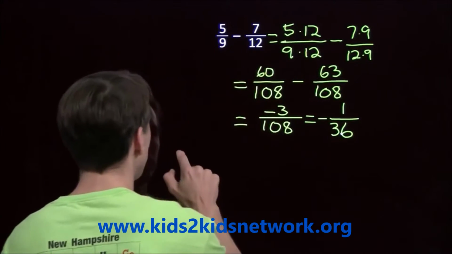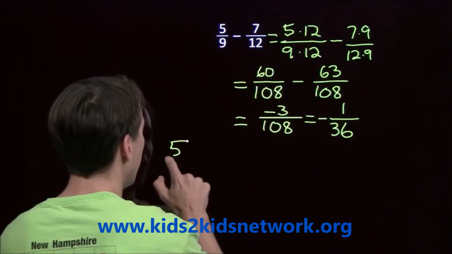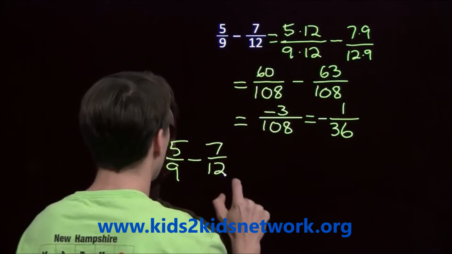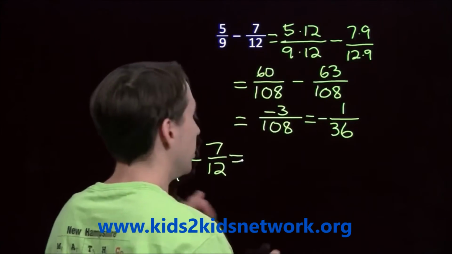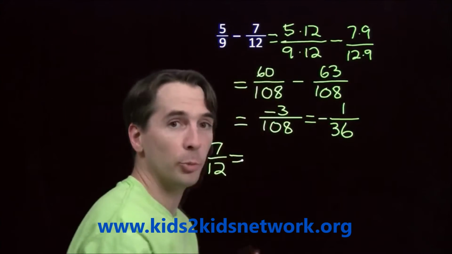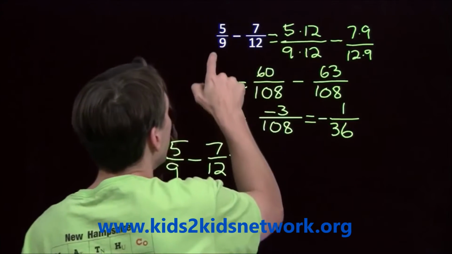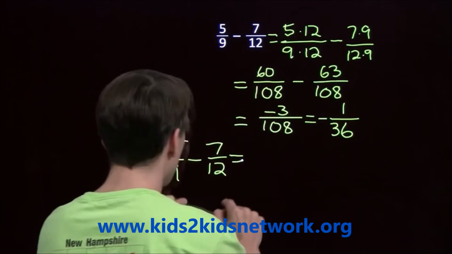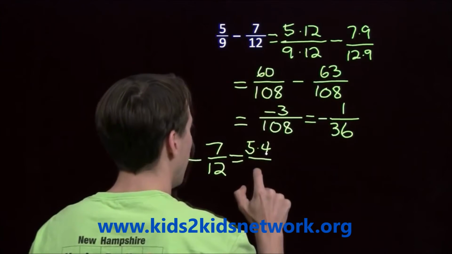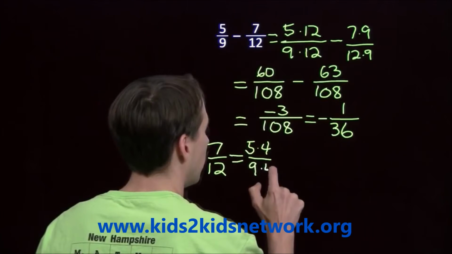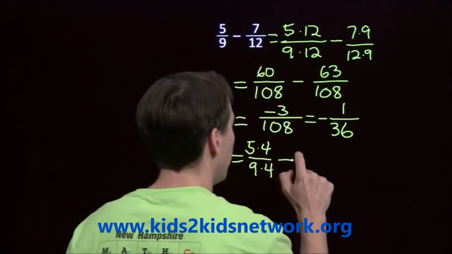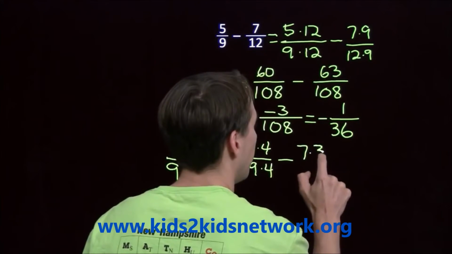Let's try it out. We had 5/9 minus 7/12. And we're going to use 36 as our common denominator here. It's the least common multiple of 9 and 12. So we know this is going to work. We know that 9 times 4 is 36. So what I'm going to do here is multiply the top and the bottom of this fraction by 4. And then here, 12 times 3 is 36. So I'm going to multiply top and bottom by 3.